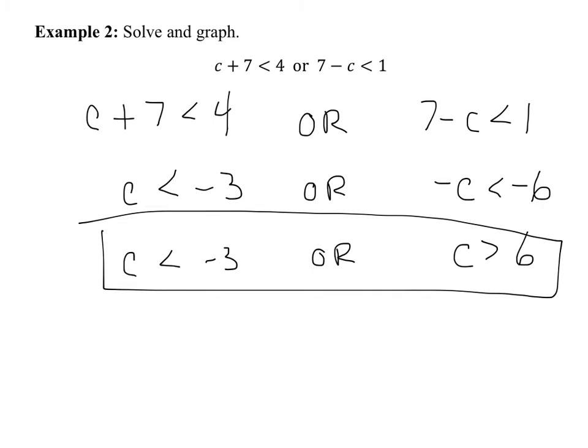How would I graph this on a number line? What would it look like, Luca? So you have the number line, -3 and 6. Good. You have the open circle at -3 and at 6.